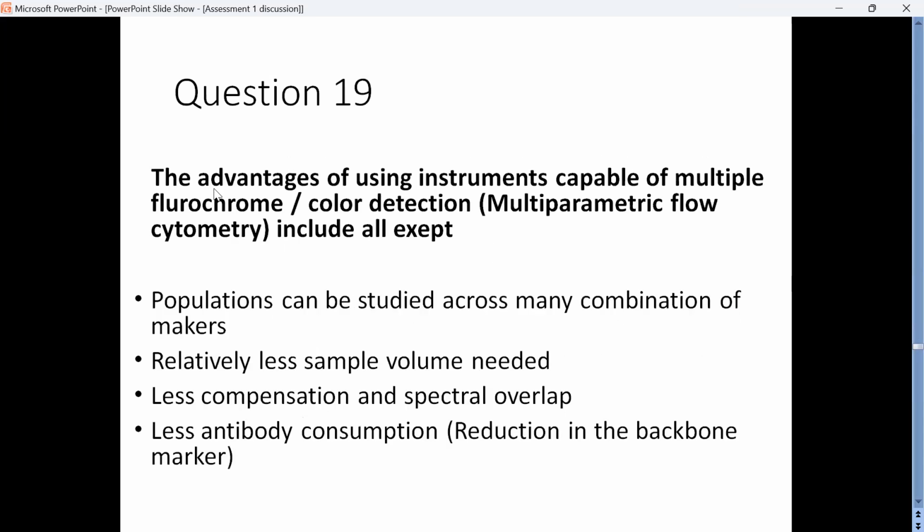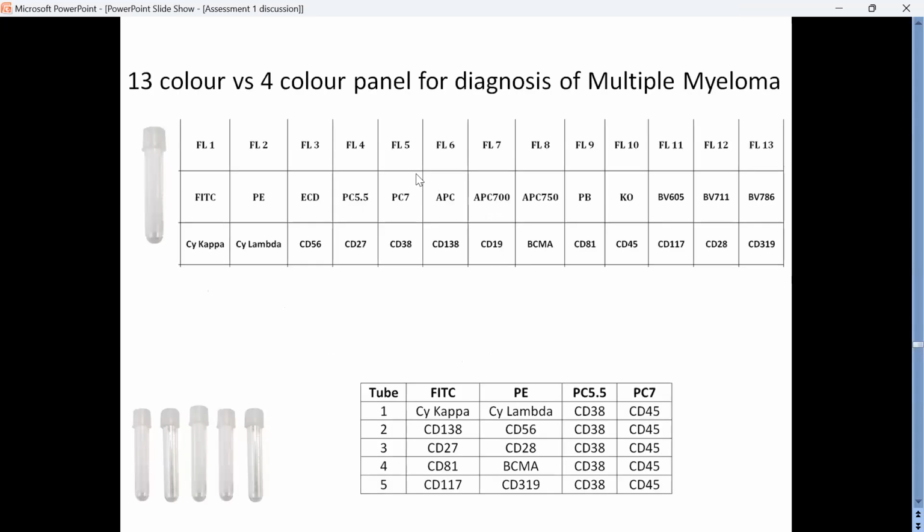The next question: the advantage of using instruments capable of multiple fluorochrome or color detection. That is, what is the advantage of using multiparametric flow cytometry? So this one I just discussed in the last class, right? Here is a 13 color instrument panel, and this is a 4 color instrument multiple myeloma panel. Both are multiple myeloma panels.